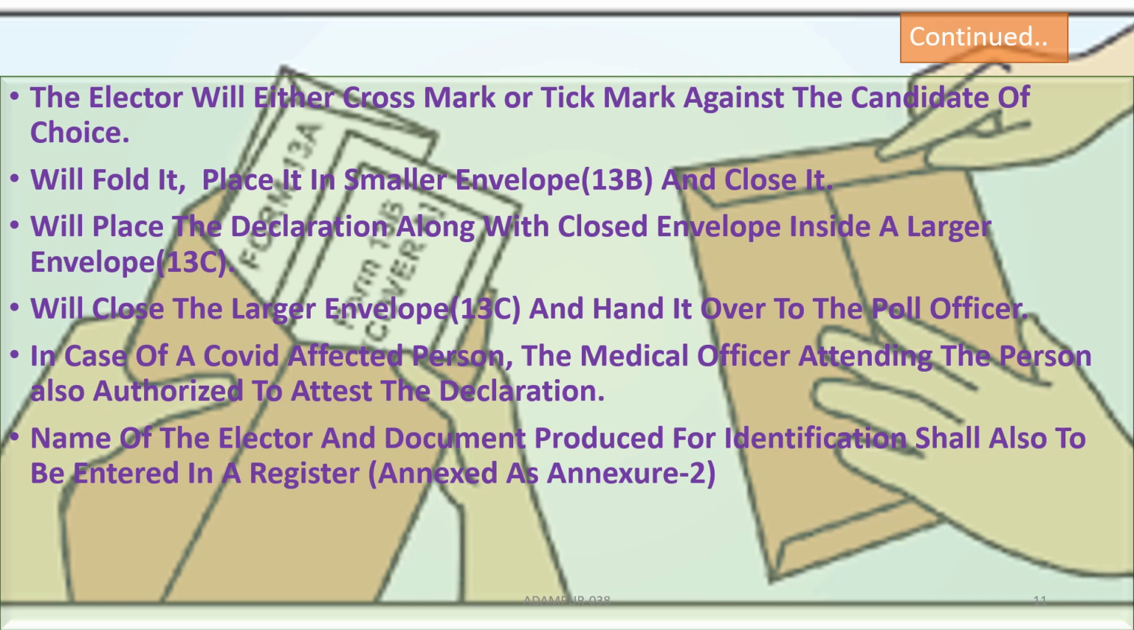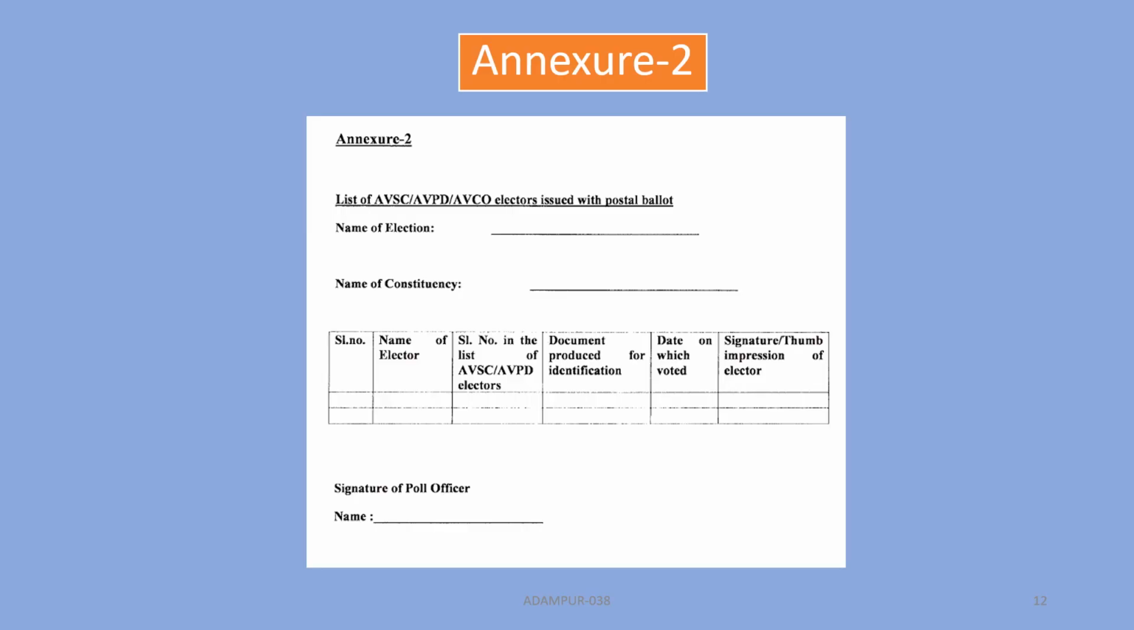The name of the elector and the document produced for identification shall also be entered in a register annexed as Annexure 2. Annexure 2, list of AVSC, AVPD, AVCO electors issued with postal ballot.